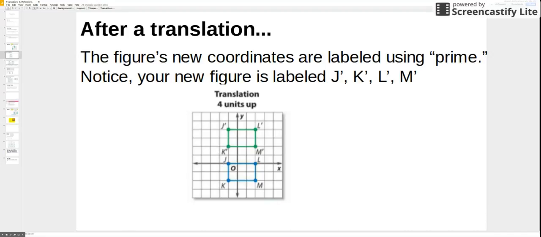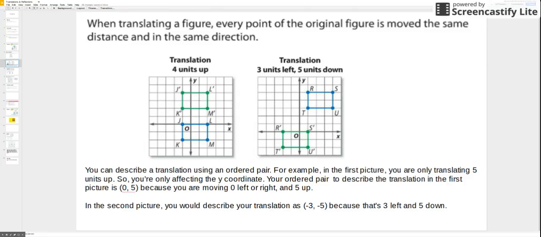That means that we start with this figure, okay? And we end with this one. It's just a way of differentiating the figures, okay? All right, when translating a figure, every point on the original figure is moved the same distance and in the same direction.